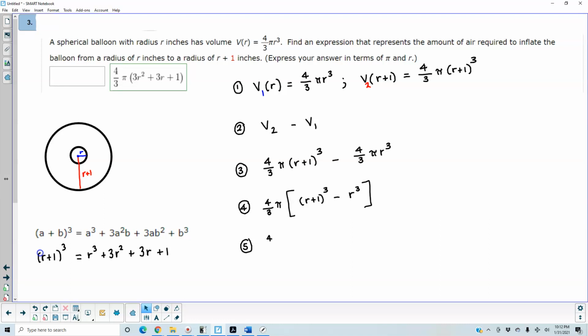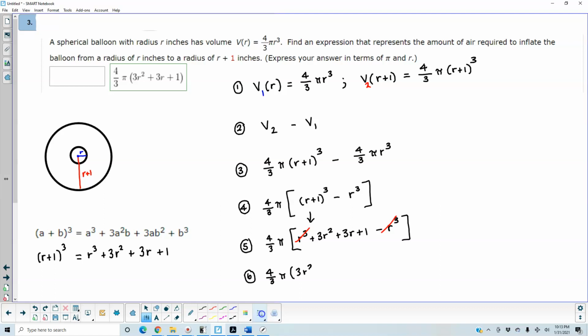So now in step number 5, we're going to replace r plus 1 cubed with what we did here, which is r cubed plus 3r squared plus 3r plus 1, and then minus r cubed. And now we can simplify by combining like terms. So we can eliminate the r cubed since they're opposite signs. And so our expression is going to be 4/3 pi times 3r squared plus 3r plus 1.